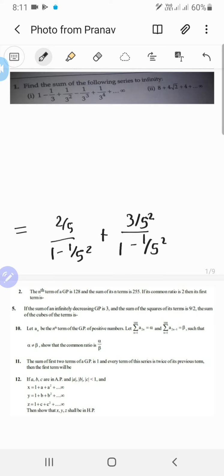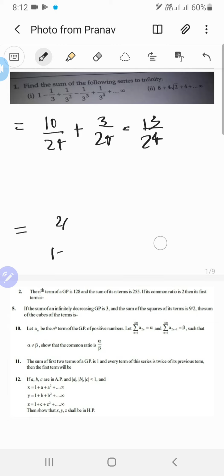When you multiply both top and bottom by 25, you can write it as 10 upon 24 plus 3 upon 24. It's going to be 13 upon 24. I think that's correct. Let's go to the second question. I'll just erase this first.